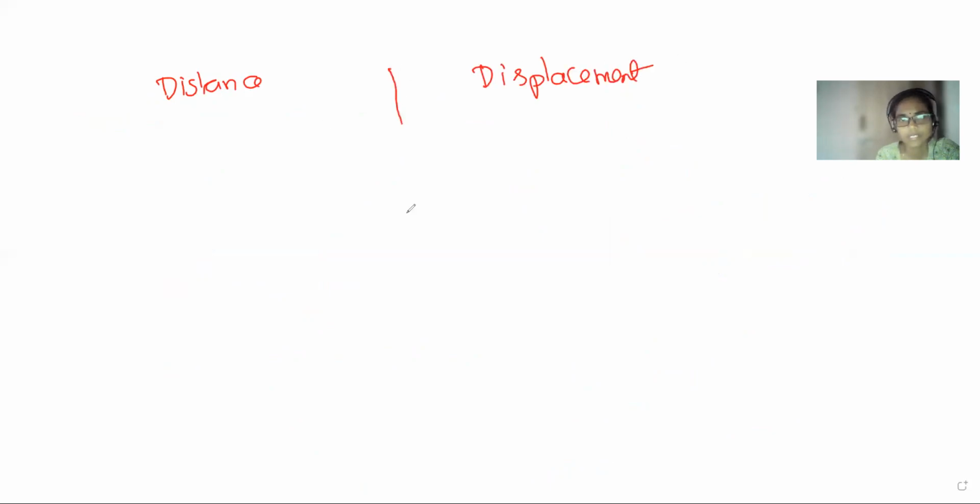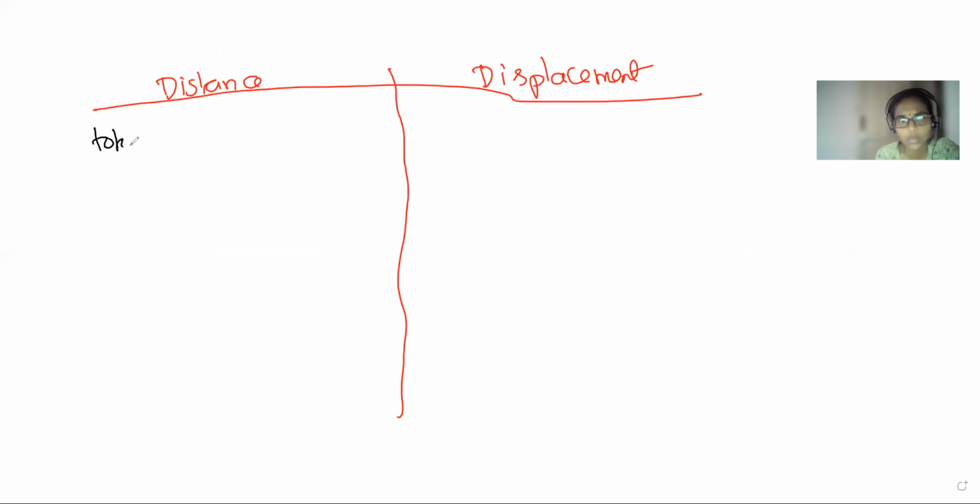Right? See children, distance we can write, it is nothing but the total path. Distance is nothing but the total length of the path. This is what we call a distance.